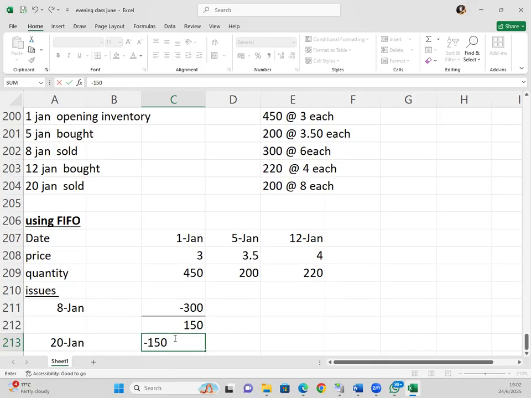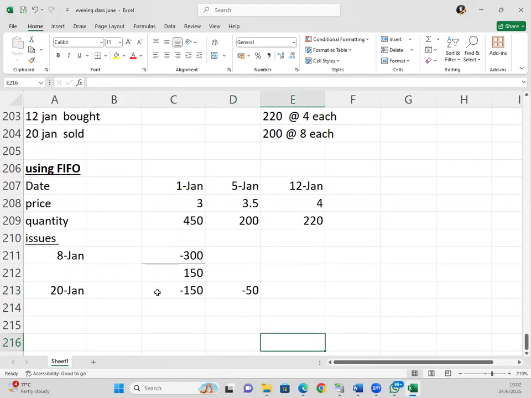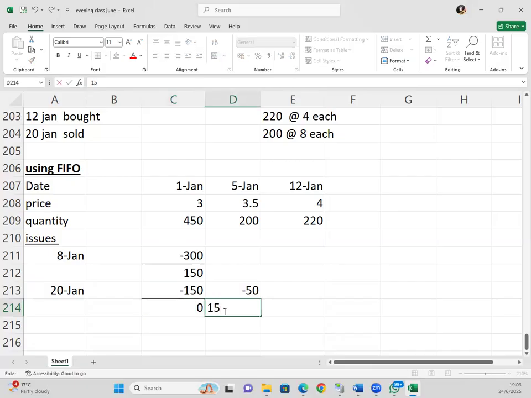Please pay attention to this part. You take 150 from this batch, but your customer wants 200 units. So the other 50 you take from the next batch. Now we have issued the 200 units. For the first batch you have 0 units remaining, for the second batch you remain with 150, and for the last batch all 220 units are still there.